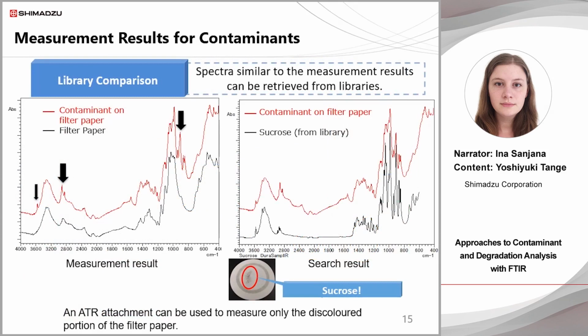These graphs show the results of measuring the contaminant on the filter paper. On the left, the spectrum of the discolored area of the filter paper is compared to the spectrum of clean filter paper. The arrows indicate differences. These peaks are not present in the normal filter paper spectrum. By searching in the library, we can find a match for the spectrum, as shown on the right. The contaminant was identified as sucrose.